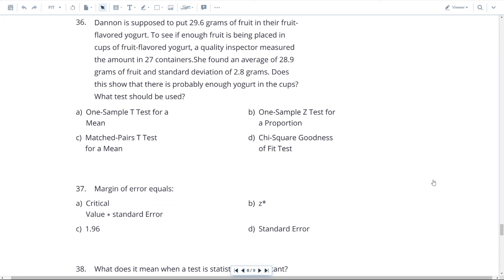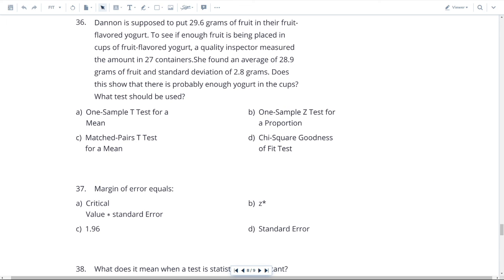Number 37. Almost all of you got this right. 89% of you got it right. Margin of error. Margin of error is everything after the plus or minus, which is your critical value, which is either your Z star or T star, times the standard error, however that's calculated.